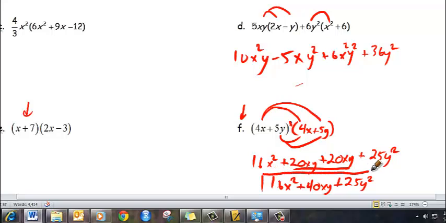It's not a hard problem, but a lot of people forget to do that first step where you write it times itself.